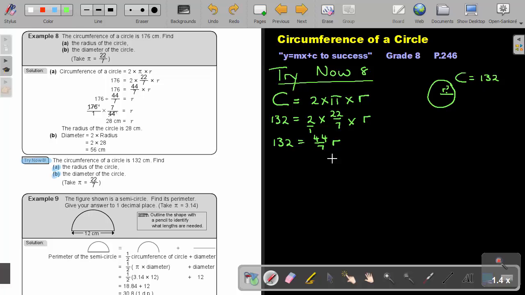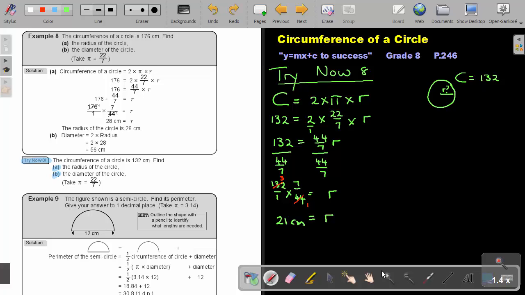And now to get r alone, the unknown, I divide by 44/7, and I divide this side also by 44/7. And then to get the radius, it's basically just this. If I really want to go without a calculator, we can multiply with the reciprocal. It's not necessary, I'm just showing you. And then I can cancel out. 44 goes in 1 time, and it goes in 3 times. So the value of r will be 3 times 7, and that will be 21 centimeters. But you can also use a calculator.